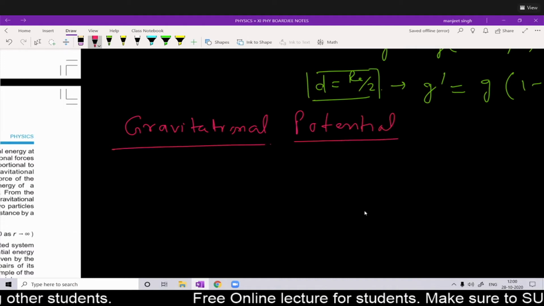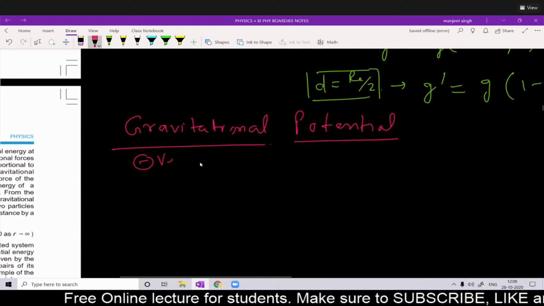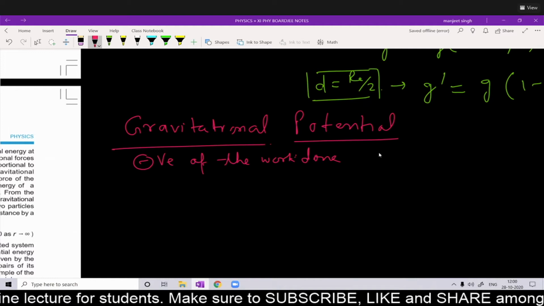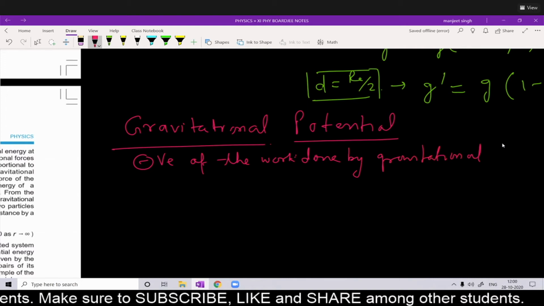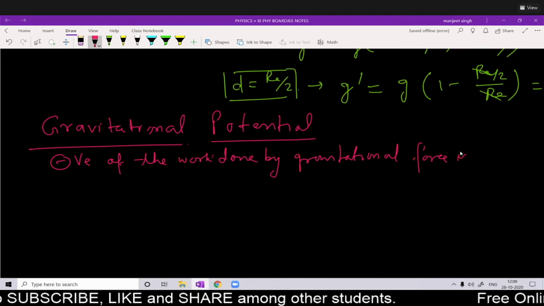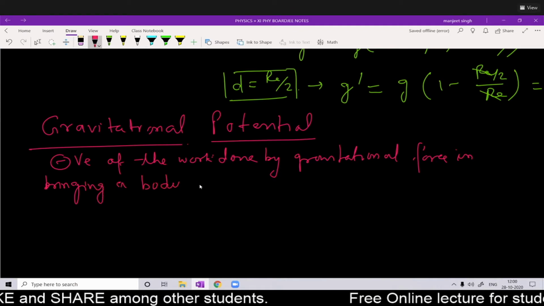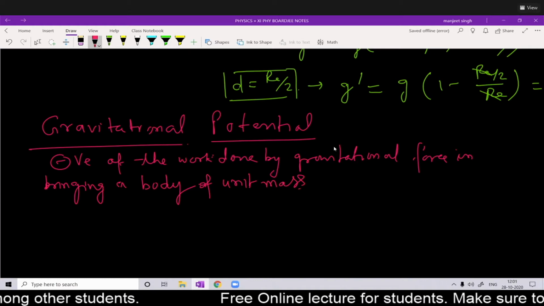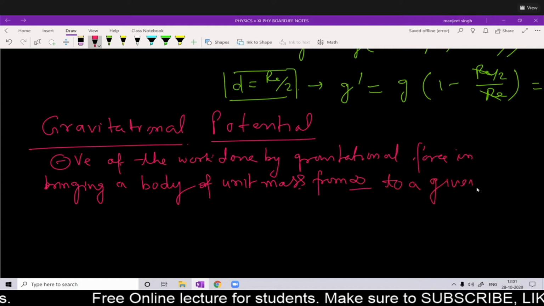So gravitational potential is defined as the negative of the work done by the gravitational force in bringing a body of unit mass from infinity to a given point.